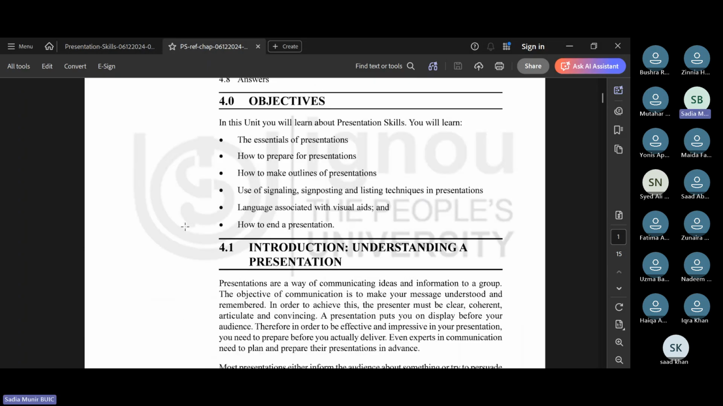What are the objectives of the chapter? The essentials of presentation, how to prepare the presentation, how to make an outline, using of signposting, using of signaling, and all of these things.